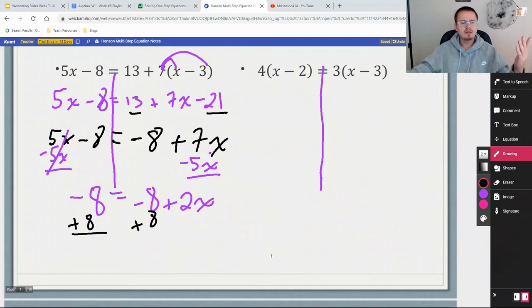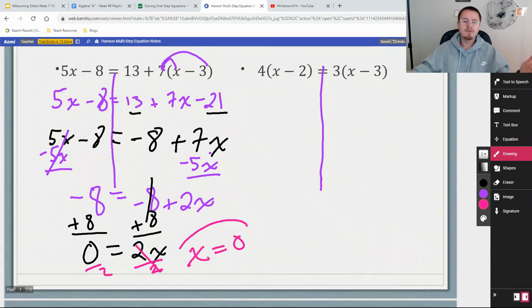Now some of you might be like, what do I do? A negative 8 plus 8 is 0. You know that. So let's put 0. Yes, 0 is valid. You can get 0 in an equation. Now 2x equals 0 says that 2 x's are worth 0. So how do you figure out how much 1x is? Well, you divide by 2. 0 divided by any number is 0.